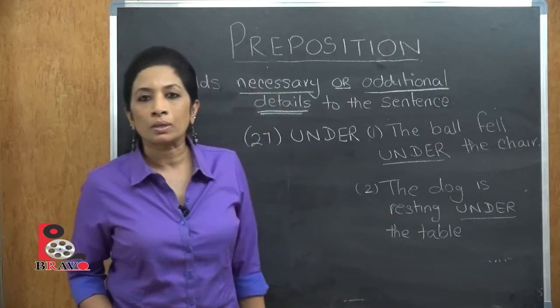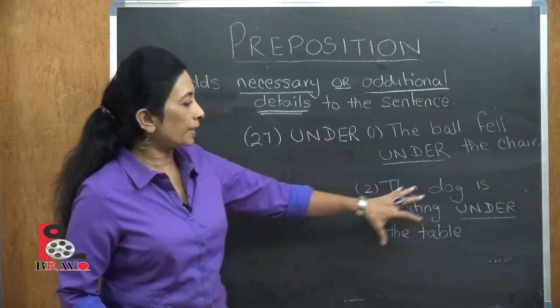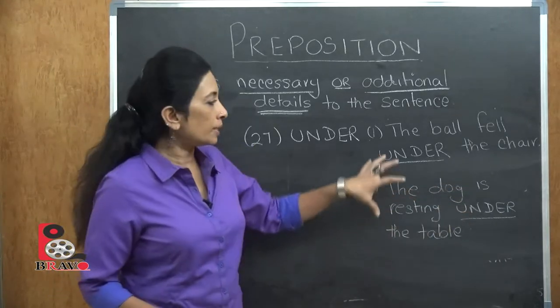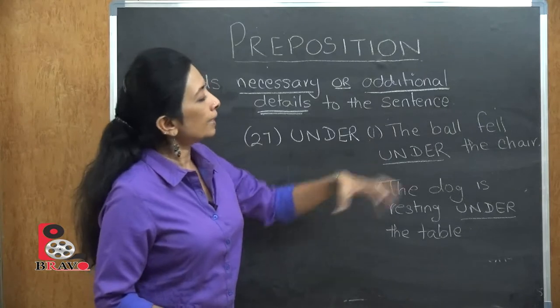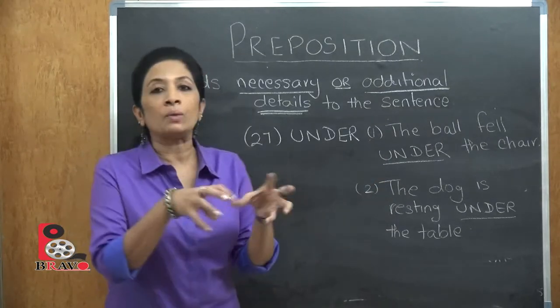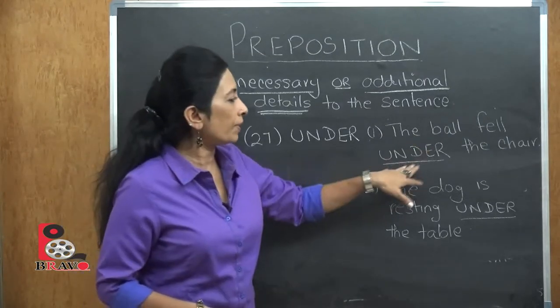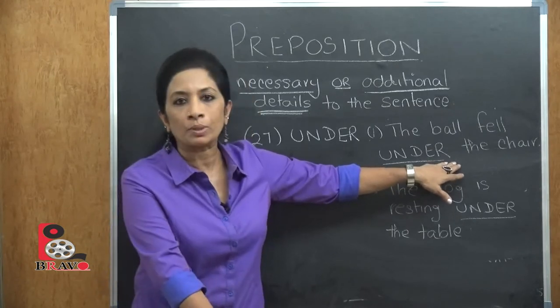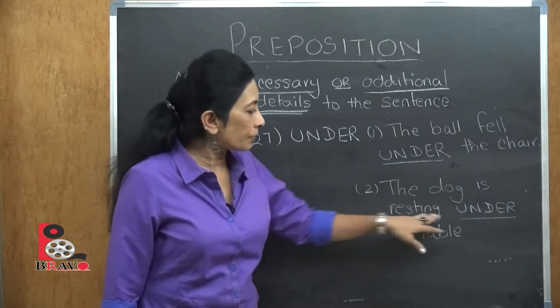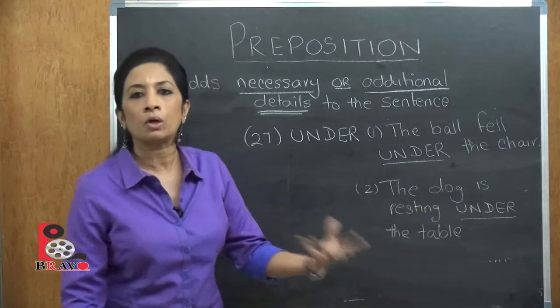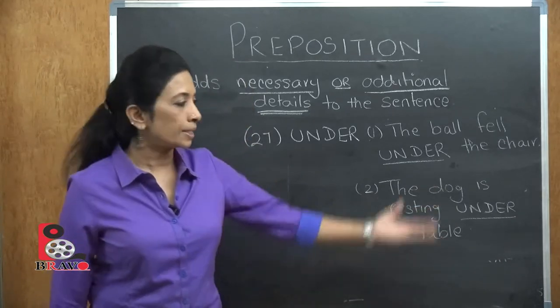Now where is the dog? It's under. So it specifically says where it is placed. It's more of a word that is used to say exactly where it's positioned. So the ball fell under the table, so it's positioned at the moment right under the table. The dog is resting under the table, so now the dog is sleeping or resting under the table.